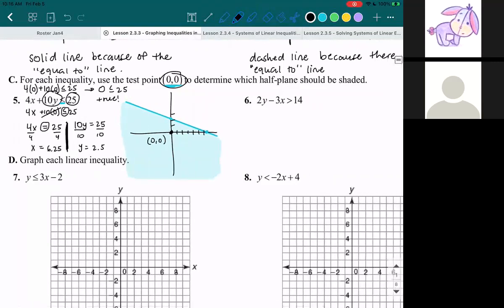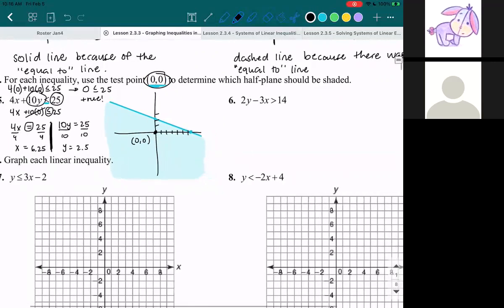So for number 6, we have 2y minus 3x is greater than 14. Let's take a look at what this graph even looks like. Okay, so let me just draw an x and y axis really fast. And remember, let's find our y-intercept. 2y is equal to 14. Then we divide by 2, you get y is equal to 7. Okay, 1, 2, 3, 4, 5, 6, 7. Let me put a dot there so I can remember that.